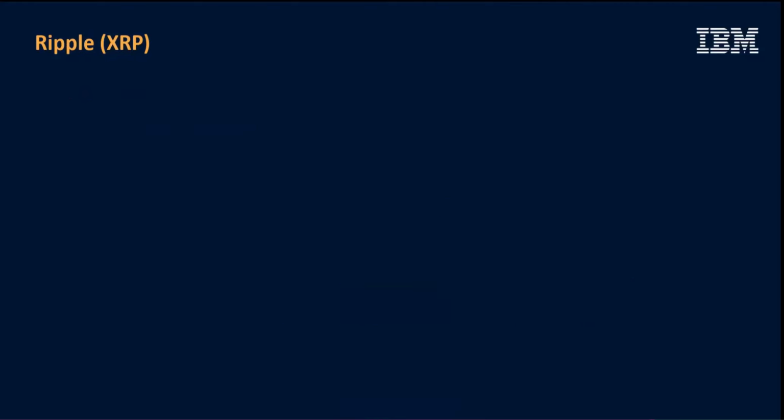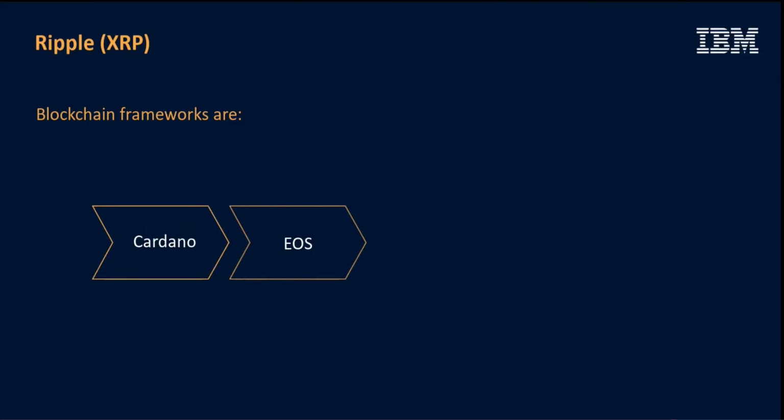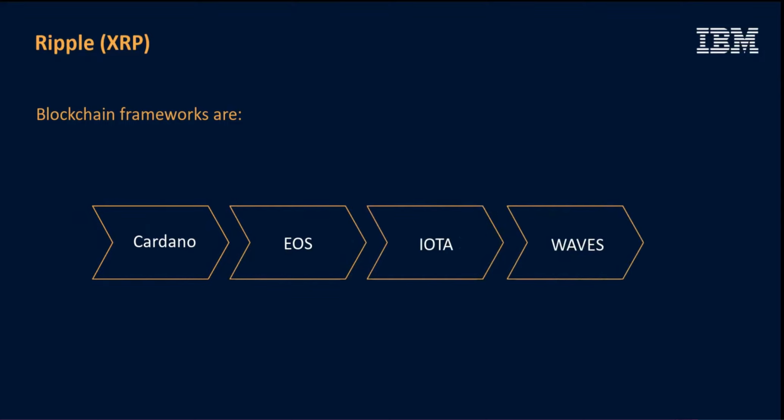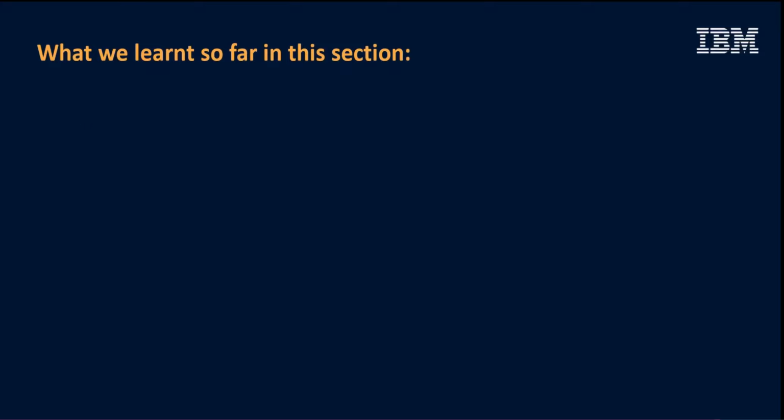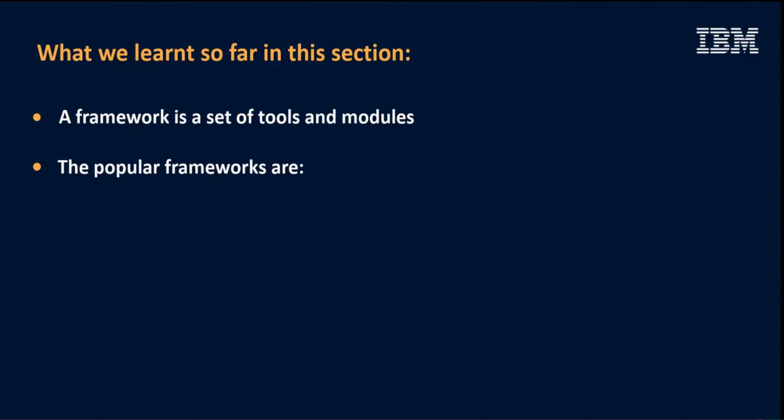Besides these, other popular blockchain frameworks like Cardano, EOS, IOTA, and Waves exist. Each has its uses, benefits, and limitations. To summarize this module, a framework is a set of tools and modules that can be used for various applications without rewriting code. Some of the popular blockchain frameworks are Bitcoin, Ethereum, Hyperledger, and Ripple.